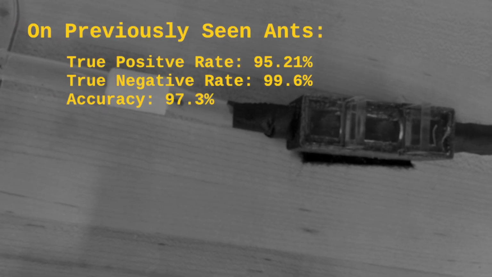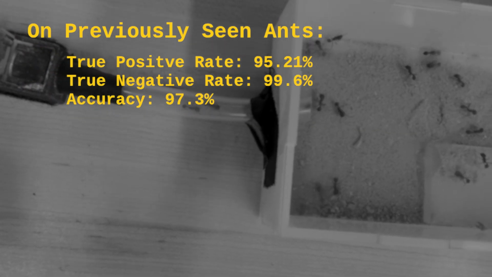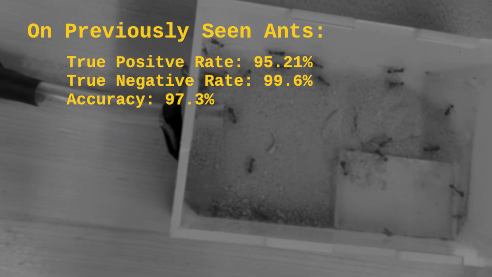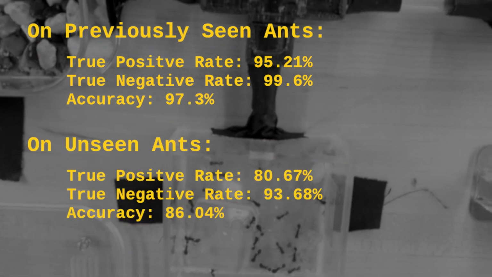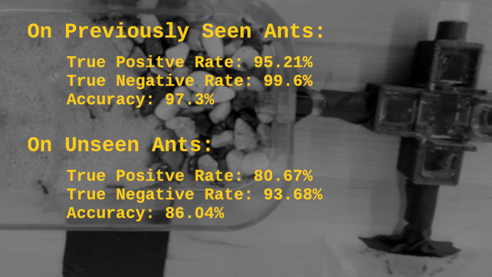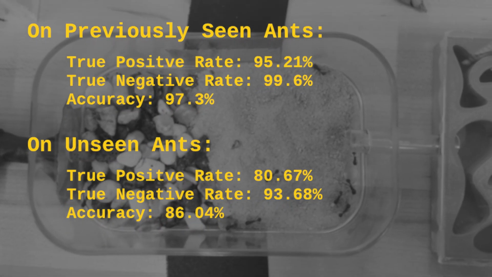For the dataset on familiar ants, the model achieved a true positive percentage of 95%, a true negative percentage of 99%, and an accuracy of 97%. On the dataset of unseen ants, the model performed with a true positive percentage of 80%, a true negative percentage of 93%, and an accuracy of 86%.